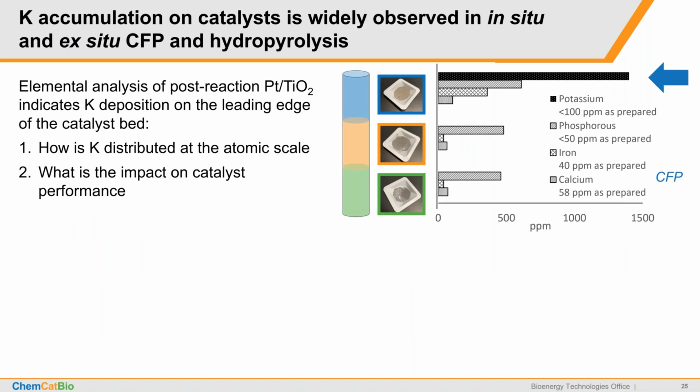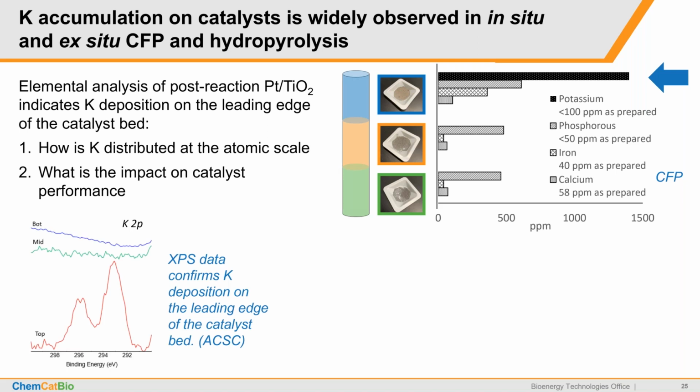We specifically focus on potassium issues, because potassium accumulation is not only for this specific system, it is also widely observed in in situ and ex situ CFP and hydropyrolysis. Specifically for this process, we found that potassium accumulation occurs more on the leading edge of the catalyst bed, as shown in this figure. At the top of the catalyst bed, we see more potassium deposition. However, we believe that with time, this potassium deposition will start to impact our catalyst in the middle or the bottom. So now the real questions are how potassium is distributed at atomic scale, and what's the consequence in catalysis.